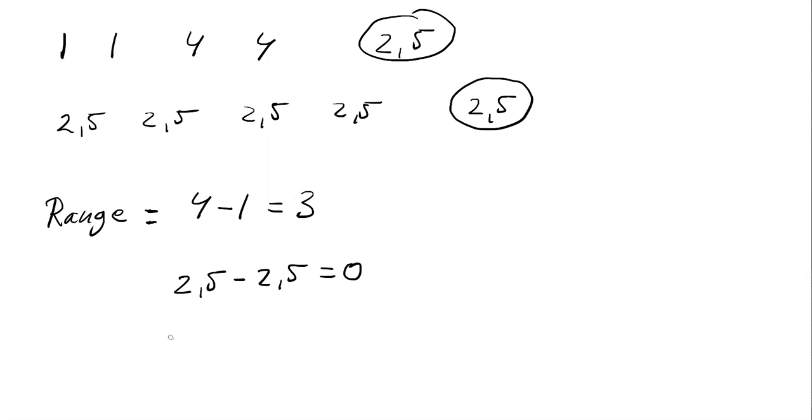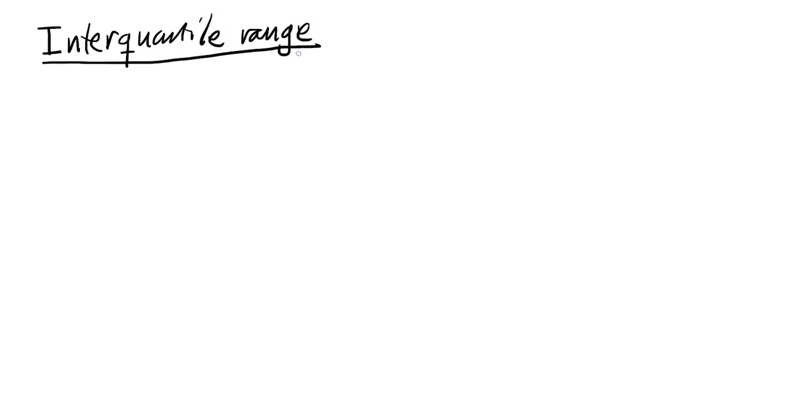Then we also have other measures. The next example of a measure of spread is the interquartile range. It's also called the mid-spread. Just first to have an intuitive idea of what it is.